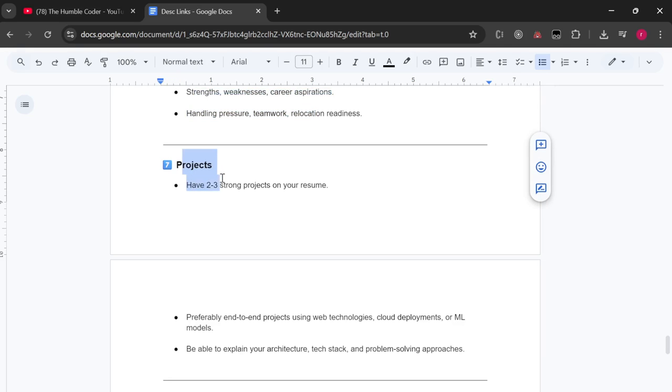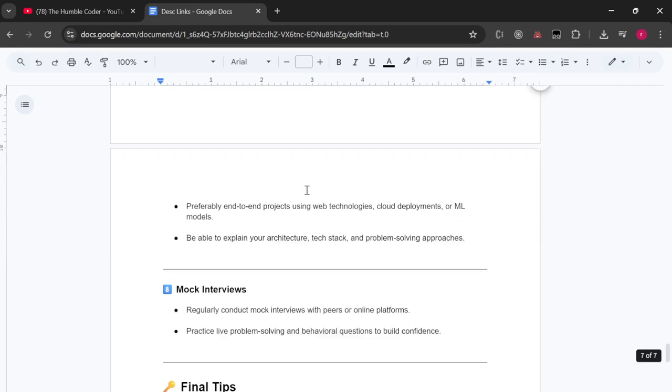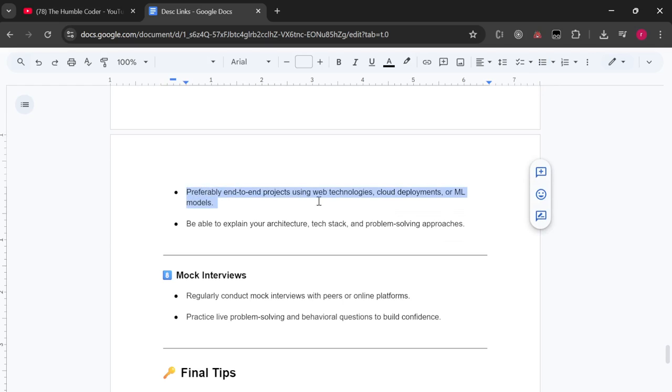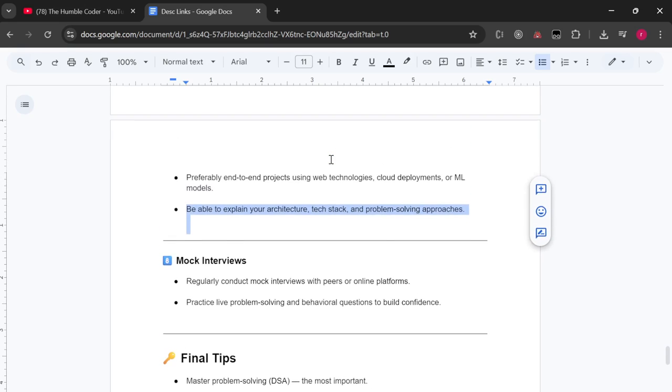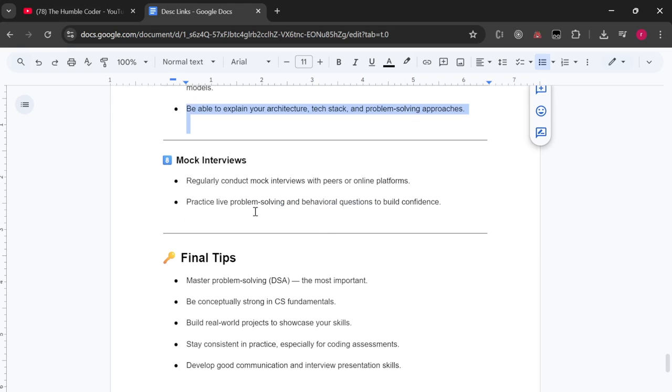Now some important tips about projects. You should have 2 to 3 projects on your resume, preferably end-to-end projects using web technologies, cloud deployments or machine learning models. Be able to explain your architecture, tech stack and problem solving approaches. There are very few chances that they will ask you to showcase your project, because not every project is hostable and they know that, but oral discussion and cross questioning can happen based on your project. So make sure that you are aware of what you have done in your project.